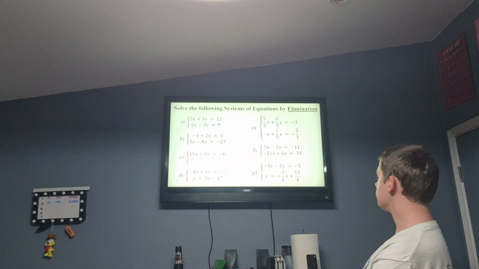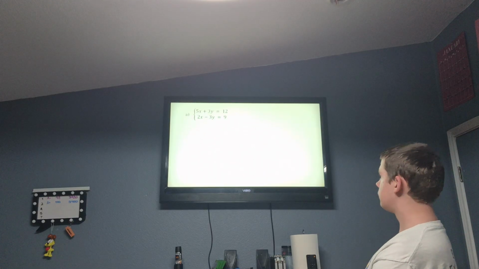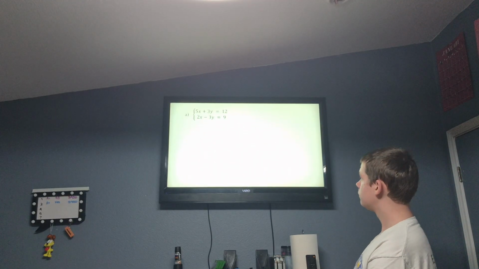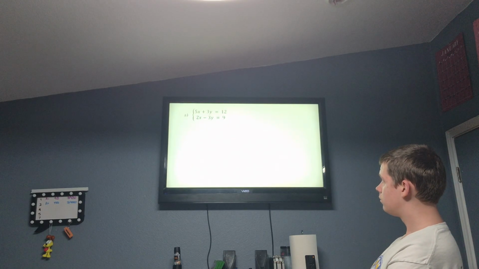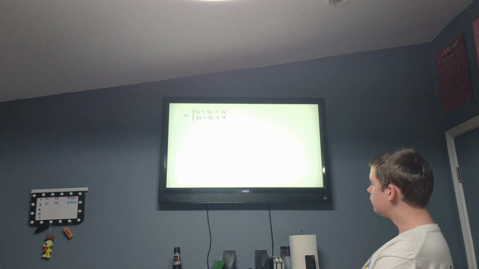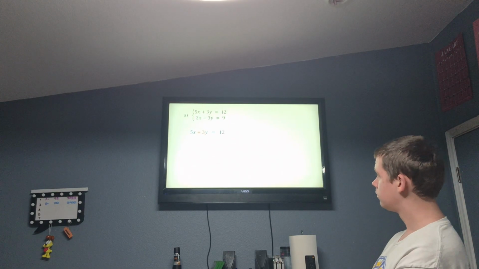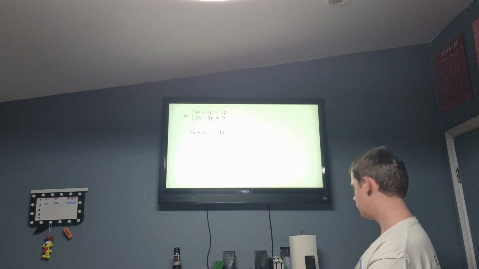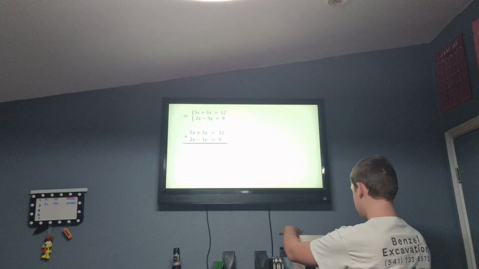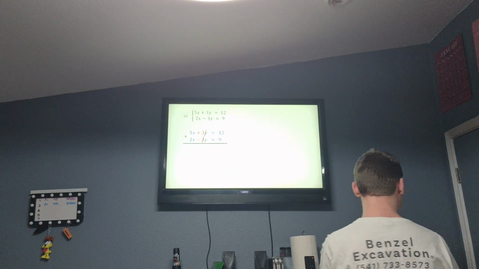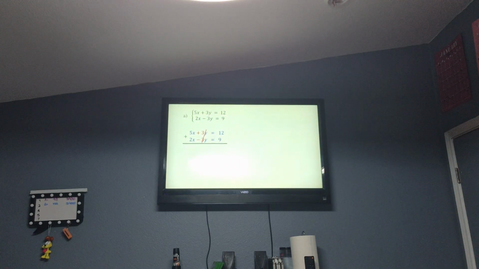To solve a system of equations with the elimination method, we will add the equations together to eliminate one variable with opposite coefficients. In this example, the y variable has opposite coefficients. In the first equation, its coefficient is positive 3. In the second equation, it is negative 3. When we add these two equations, y will be eliminated because 3y plus negative 3y equals 0. That's why it's called the elimination method.